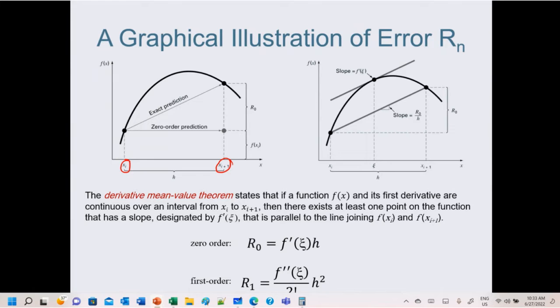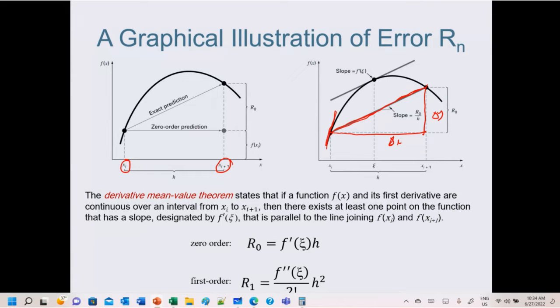Now, at a point here, the slope is going to be like this. But if we approximate our derivative, just draw one line so that you don't confuse. If we approximate the slope to be delta y over delta x, then you get the slope to be this straight line. Now we can see that that straight line is not same as the slope here.